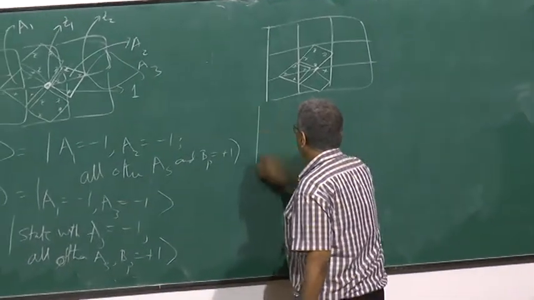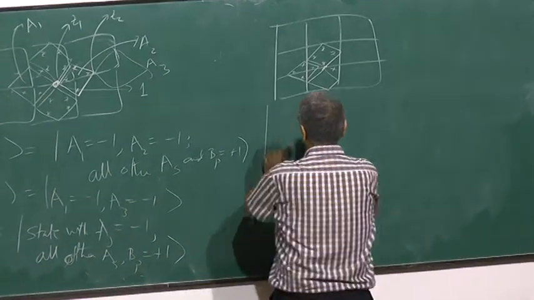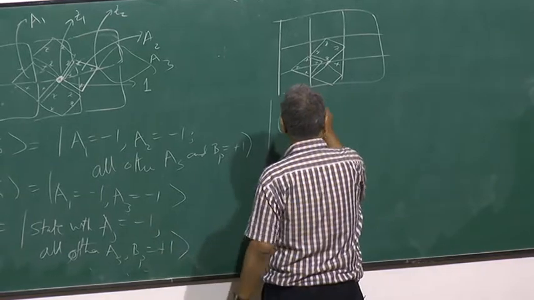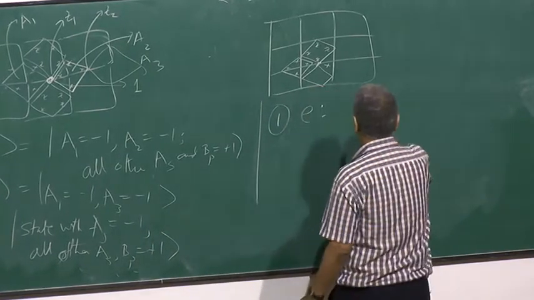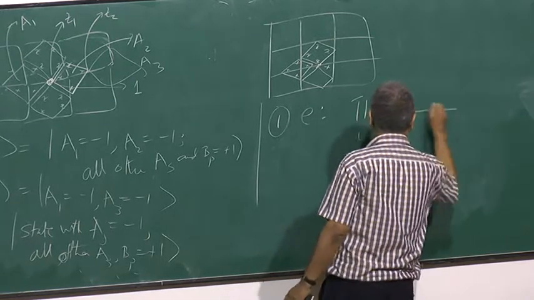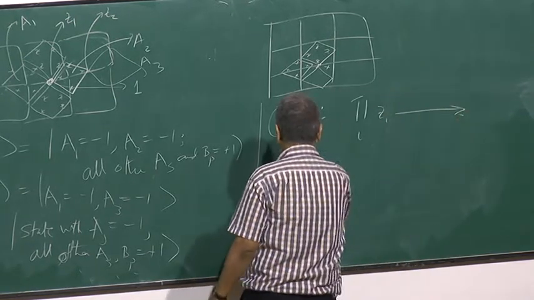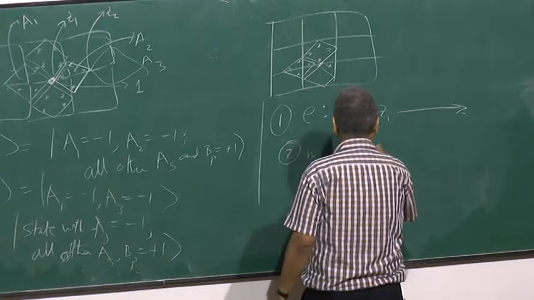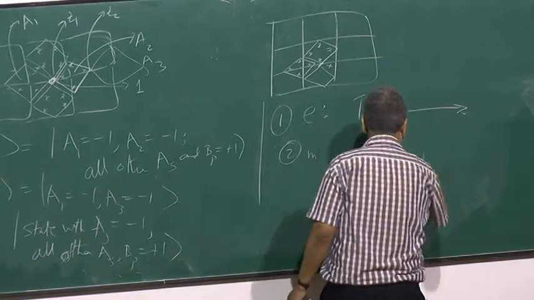Okay. So, the way you create, let me repeat that. You create an E by a product of Z's running this way, and you create an M by a product of X's running this way.